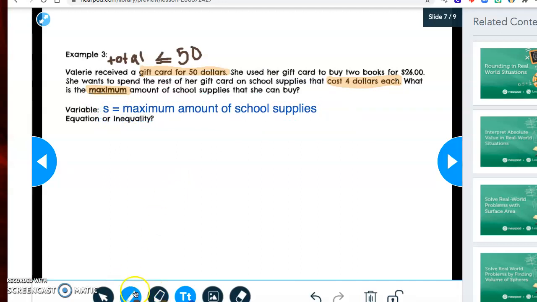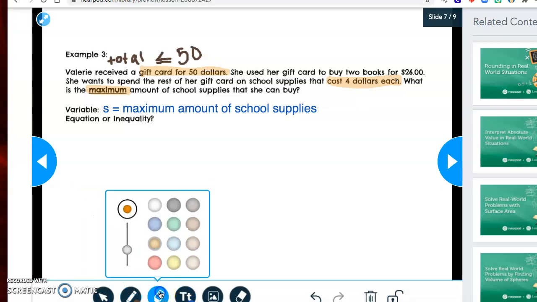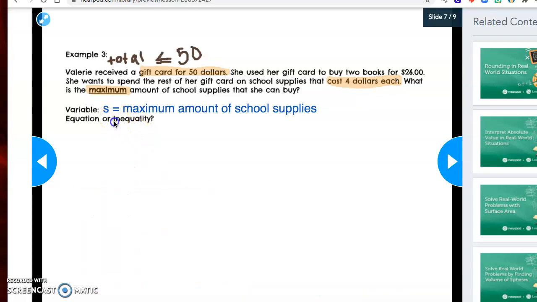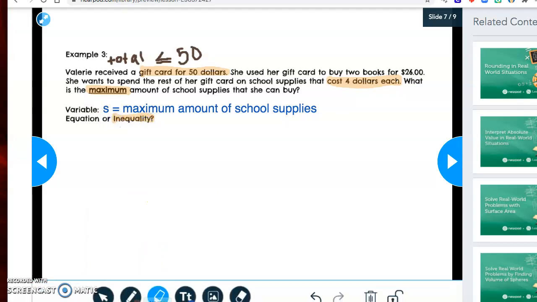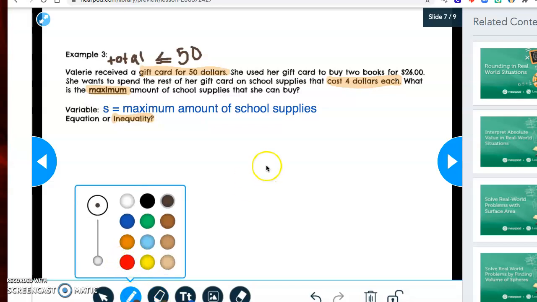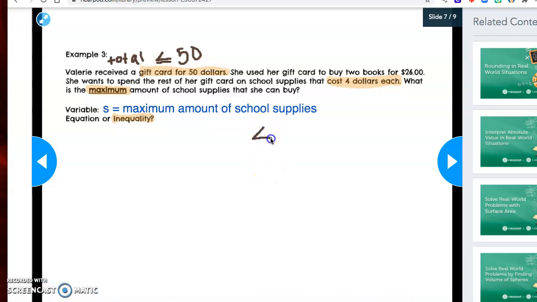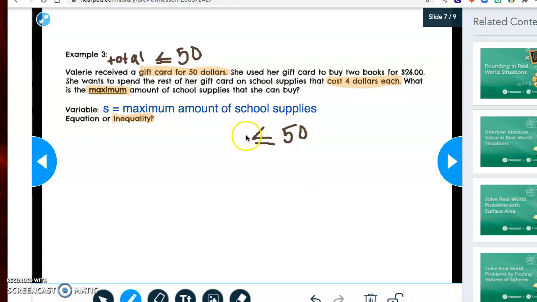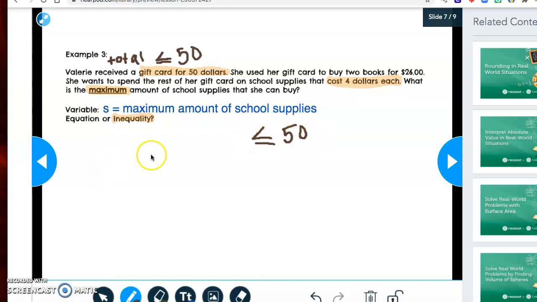We already know that this is an inequality, right? It says minimum, it says maximum. So we already know this. So how do we set it up? All right, again, just like we did before, the first thing we want to do is always write the total, and we already know this. It's less than or equal to 50. Her total has to be smaller than 50 or exactly 50, or else she's going over.